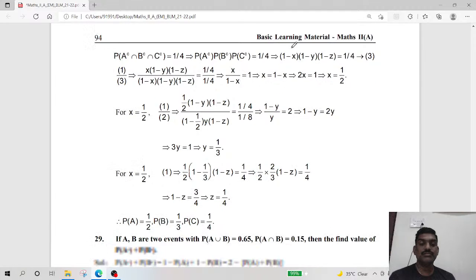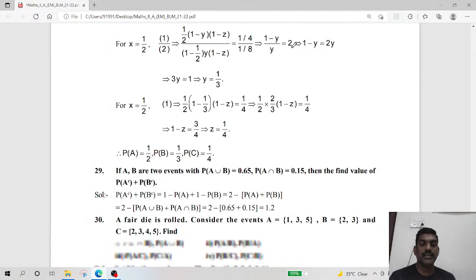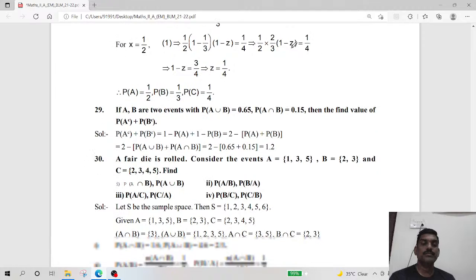Okay, now an important question. Next, 29. If A, B are two events such that P of A or B is 0.65, P of A and B is 0.15, find the values of P of A complement and P of B complement. P of A complement is 1 minus P of A, P of B complement is 1 minus P of B.